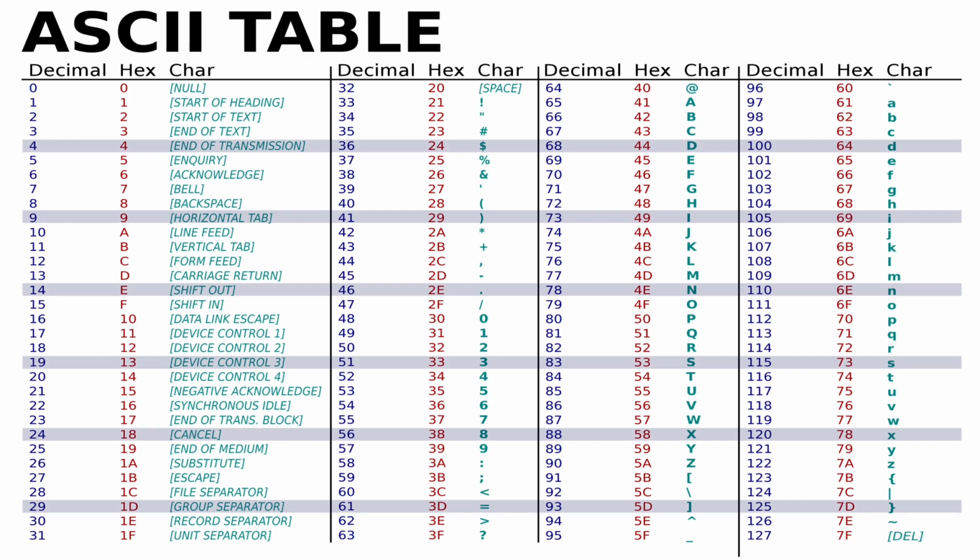As I told you, a character requires 1 byte to store data. And as we know, 1 byte equals 8 bits, and ASCII requires just 7 bits to represent characters. Therefore, the most significant bit is set to 0.